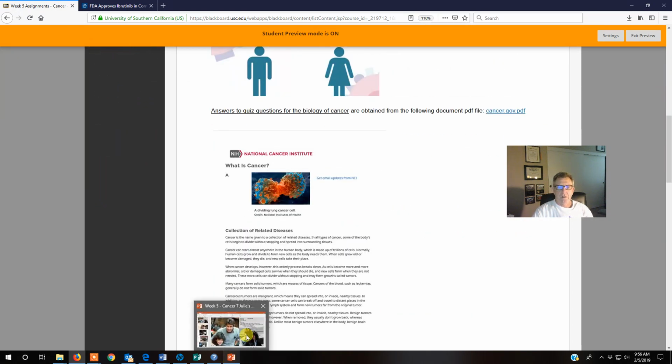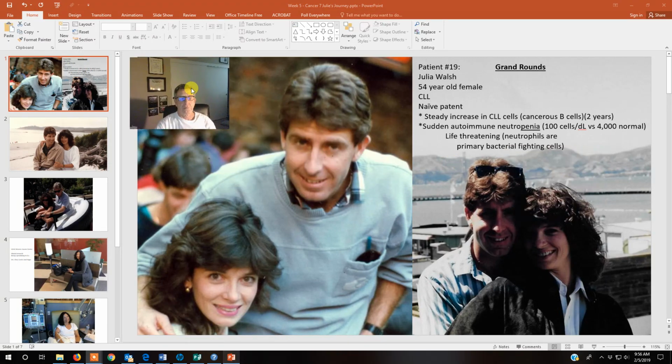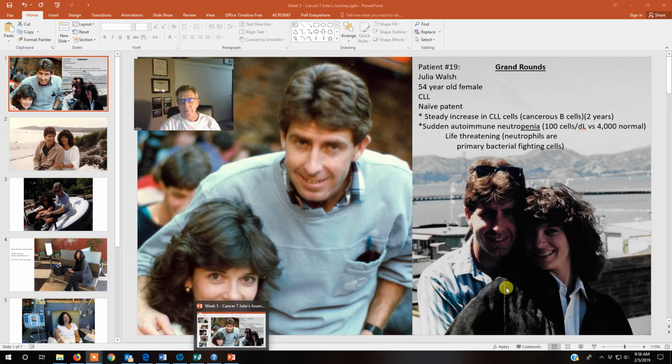Again, I wanted to talk about Julia right here. So I'm going to just stick my face right here, and this is my quick PowerPoint right here, and when we look at Julia as a patient, this is when she started her clinical trial at 54 years of age. She was diagnosed 3 years earlier. Okay, pretty young for a cancer. Okay, these are the golden years. We've been together a long time, my friends. So this was probably, we've been together 36 years.